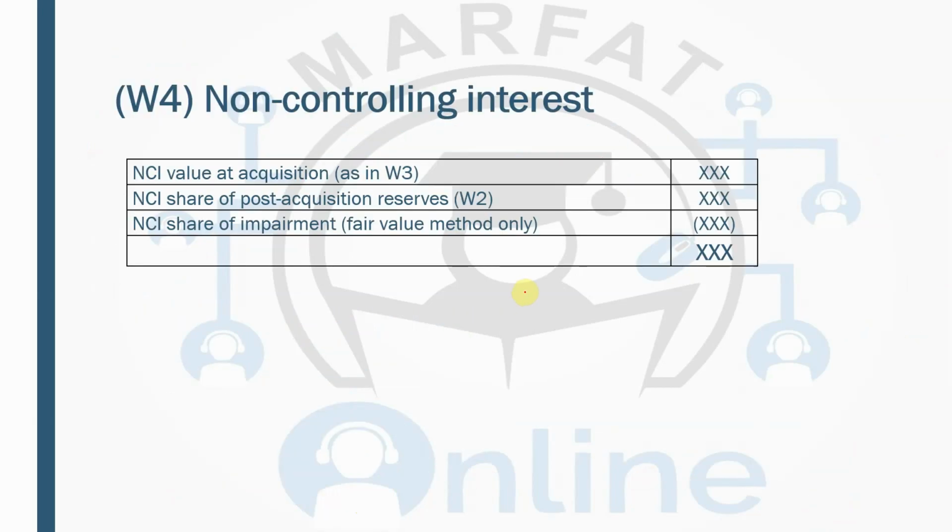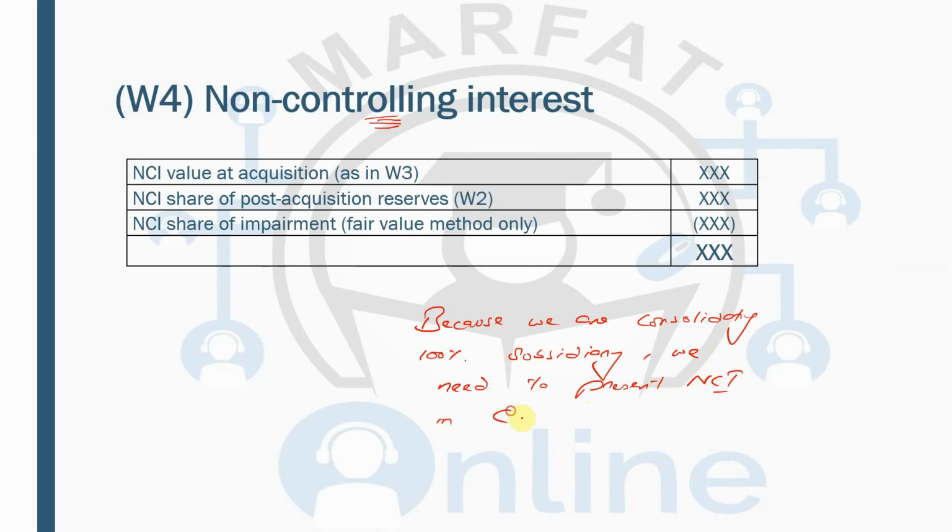Now there is a working number 4, which is the non-controlling interest. Now I have already told you that because we are consolidating a 100% subsidiary, we need to present NCI in the consolidated statement of financial position, which is the portion not acquired and owned by the parent. So how will you be calculating this?